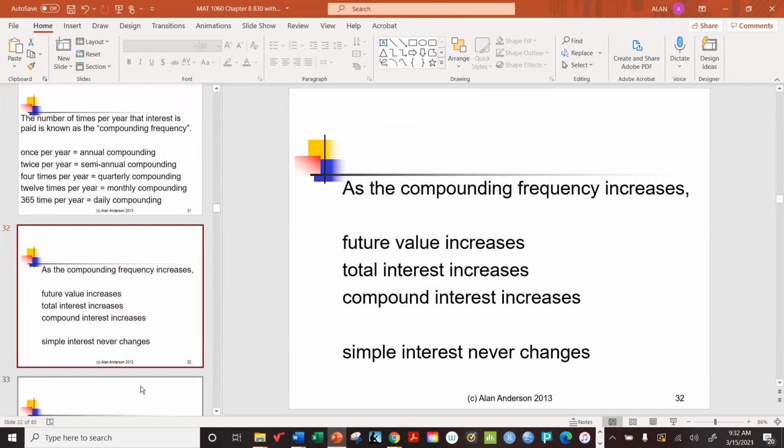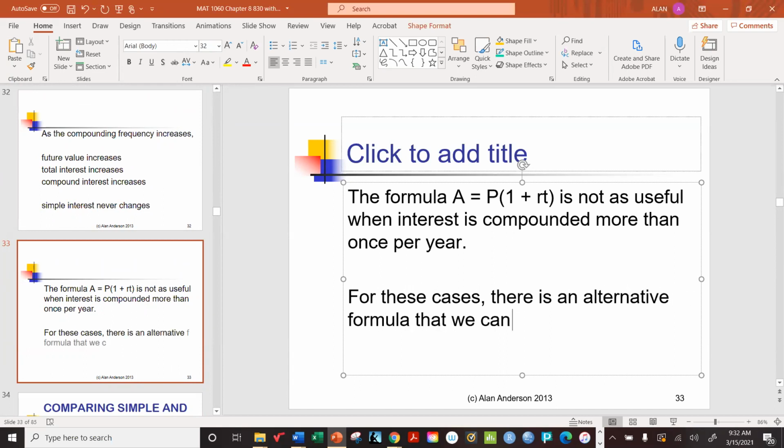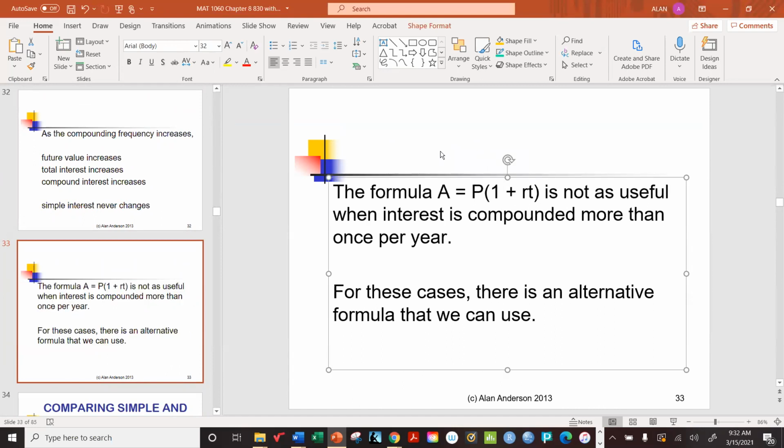So instead, for these cases, there is an alternative formula we can use. And that's what's going to come up on the next slide. Okay. This alternative version of our future value formula, which is meant for cases when we have interest compounded more than once a year, is going to save us a lot of time as long as we implement it properly. So this is the motivation for what's coming next. Now, the formula itself contains all variables that we already know except for one thing.